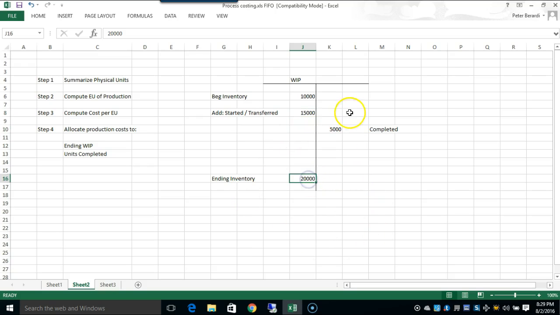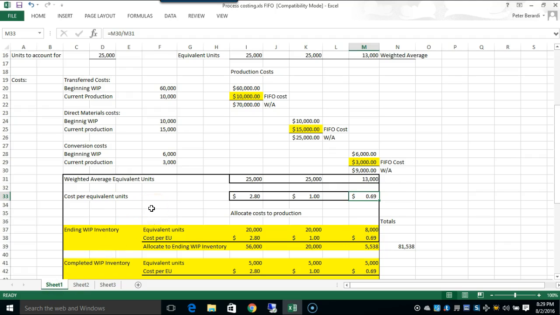It's the ending inventory and the completed units that we don't know. We don't have a valuation, so we have to put that in. We have to calculate that. And here's how we do that.